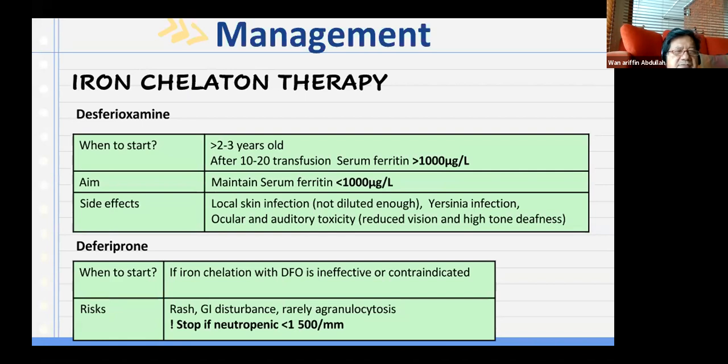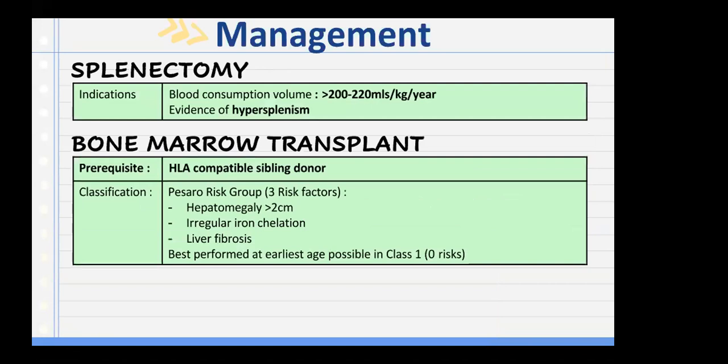So, I think this is too much detail. You can just pass the slide to all of them, boleh? Oh yes, okay. Kalau tidak, nanti pukul 5 pun tak habis, yeah?